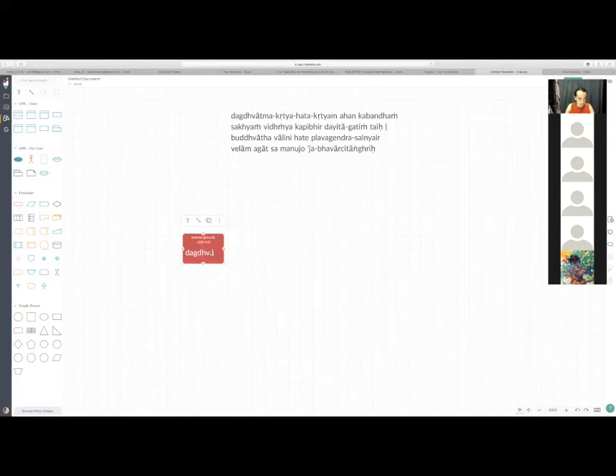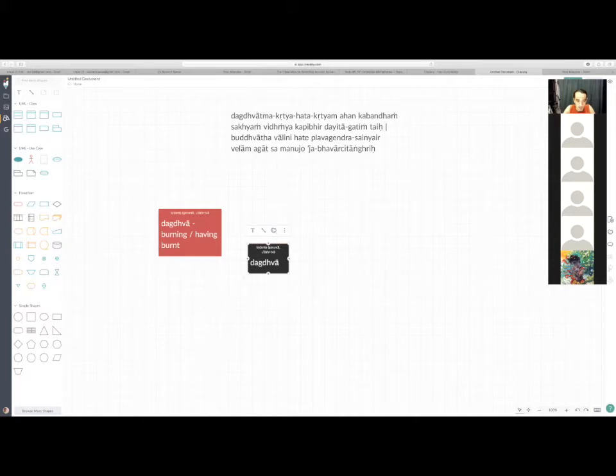And next word. Atmakritya hatakrityam. So what words do we recognize there? The last is krityam. The first word is atma. Atma can mean what? Self, oneself. It can mean the soul, or it can be a reflexive pronoun. Oneself.